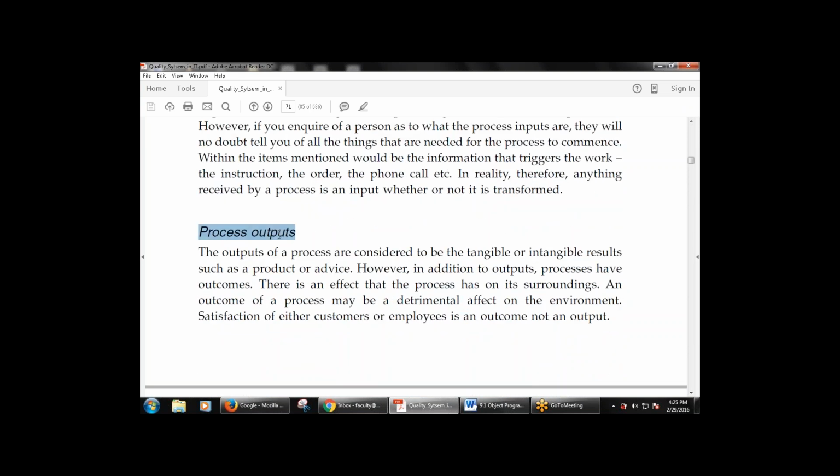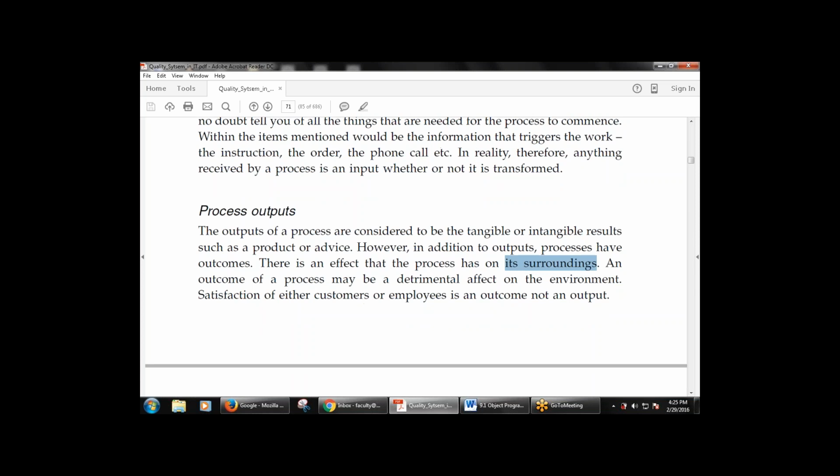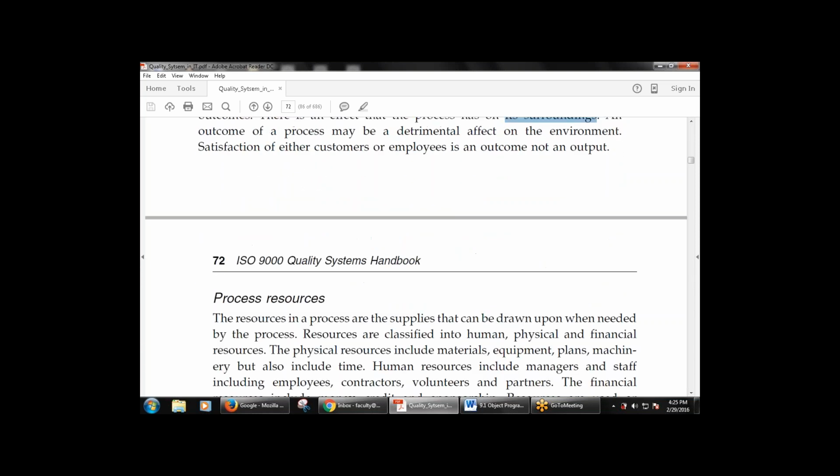Then there are process outputs. That means whatever product, tangible or intangible, results from the process is known as the output, such as a product or a service. And in addition to the outputs, processes have outcomes. So whatever the output given, there is an effect that the process has on its surroundings, and there is an outcome that affects the environment.